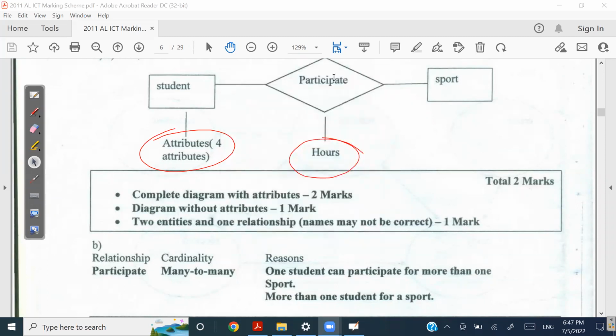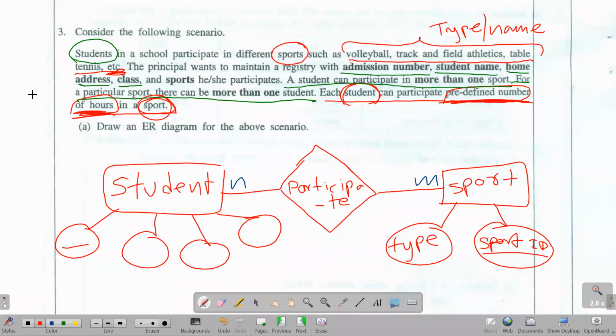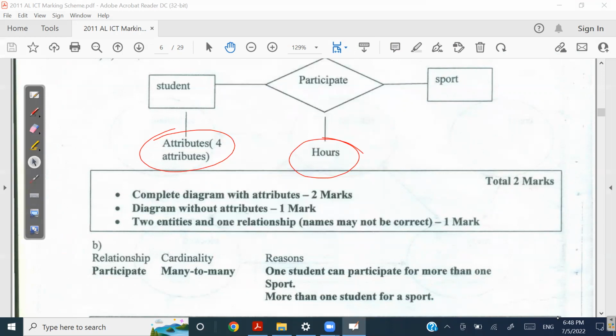Yes, the number of hours. Thank you for reminding me, right? It should be over here. Hours, the descriptive one. So then you can go for 2 marks. Right, so see how they have given the marks. Complete diagram with attributes 2 marks, diagram without attributes 1 mark, 2 entities and 1 relationship, right? 1 mark. So somehow it's just 2 marks that you have.